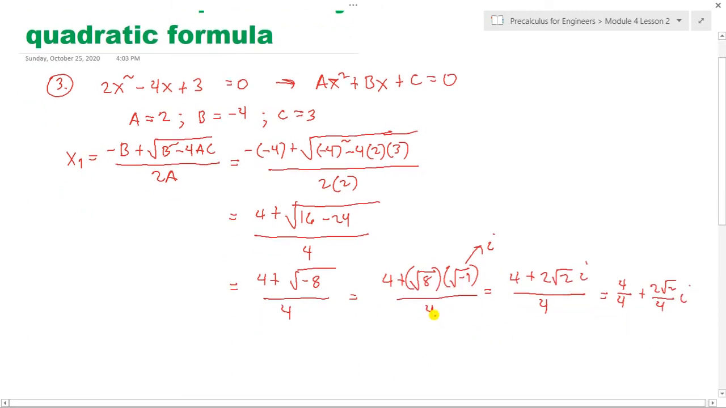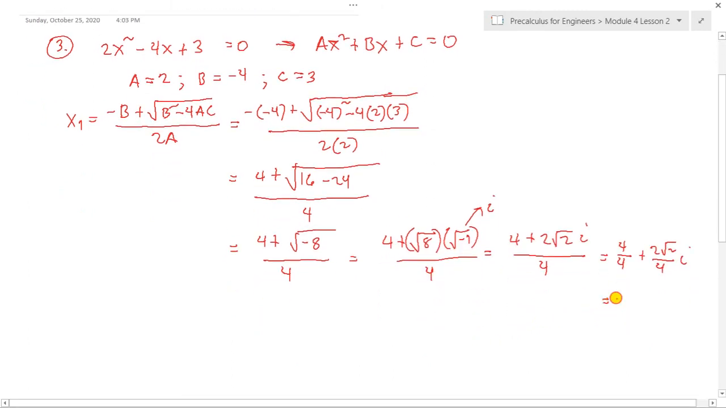So this would be equal to 1 plus 1/2 square root of 2i. So this is our first solution, our first root. For our second root, again negative b, but this time minus, the other counterpart of it. So b squared minus 4ac all over 2a.